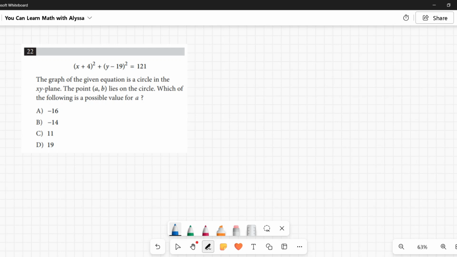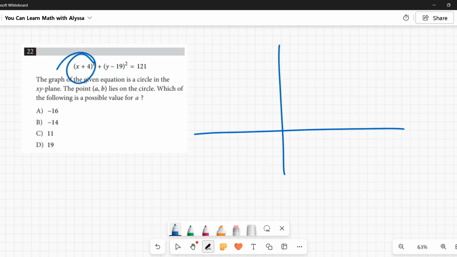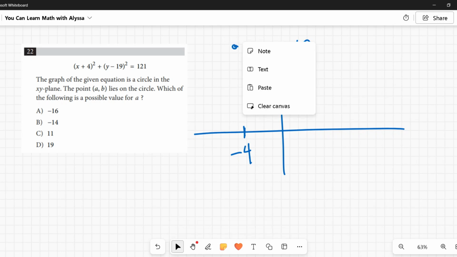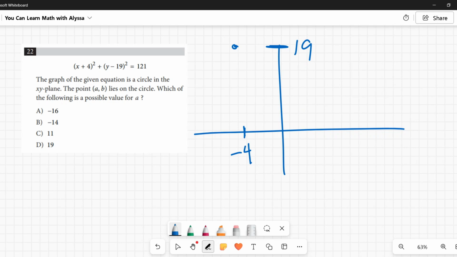So we're told the point A, B lies on the circle. Which of the following is a possible value for A? Well, I need to know where this circle is. So I'm not using the graph in the background, just sketching a quick sketch for myself. Our first part, x plus 4, so I know the x coordinate is the opposite of positive 4. It is negative 4. And then y minus 19, so the y coordinate for the center of that circle is the opposite of that. It's positive 19. This is not to scale.